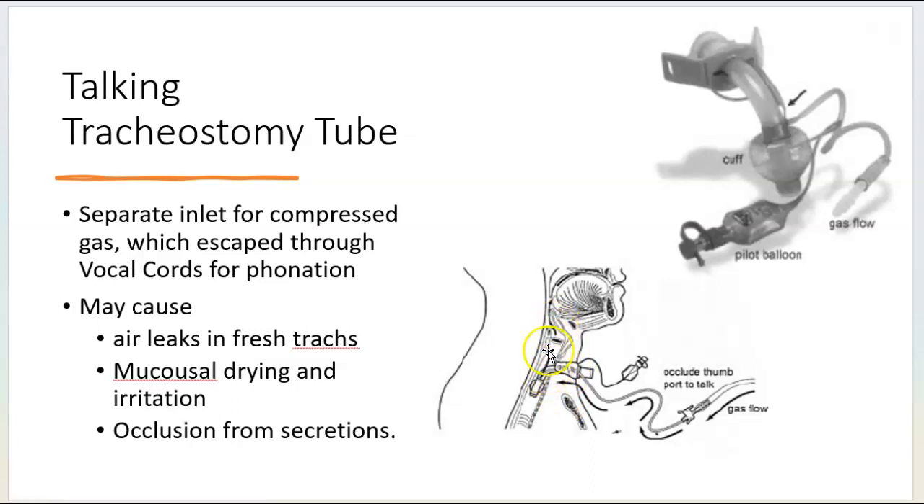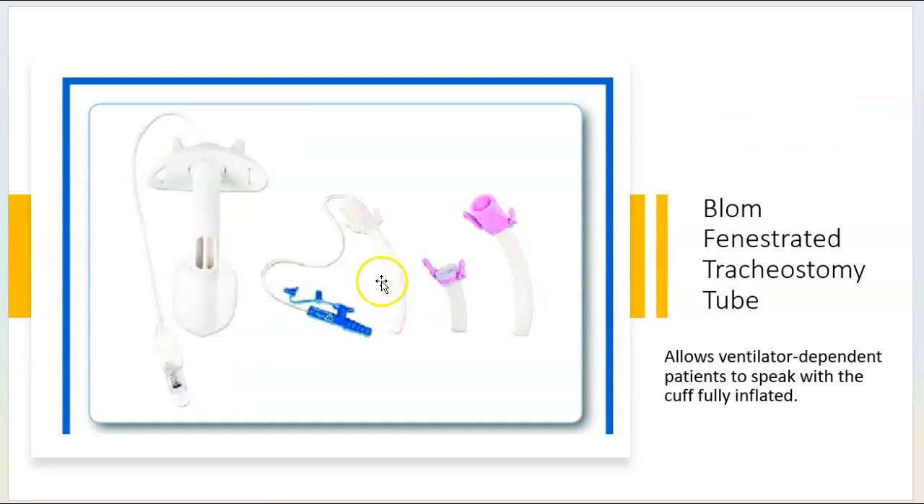Because it's gas flow going through here, it could cause an air leak around a fresh trach. Not all the gas is going to go this way. Some of it might go around this tracheostomy and cause air leaks. Because it's a lot of airflow, it can cause some drying and irritation of the mucosal lining. And this hole here can get occluded with secretions and not work. But this is one example of something that we may use to help facilitate talking with our patients.